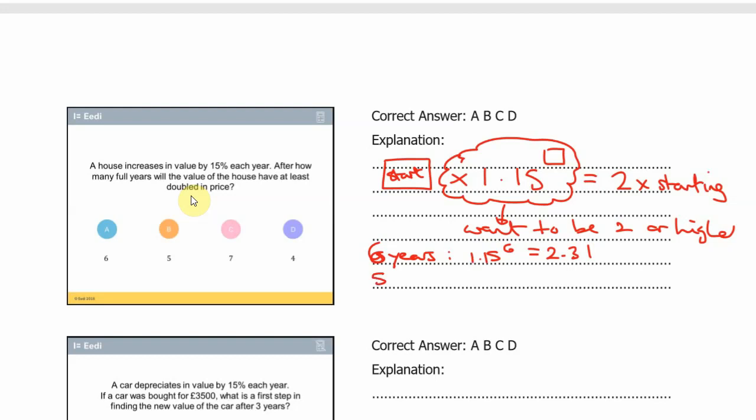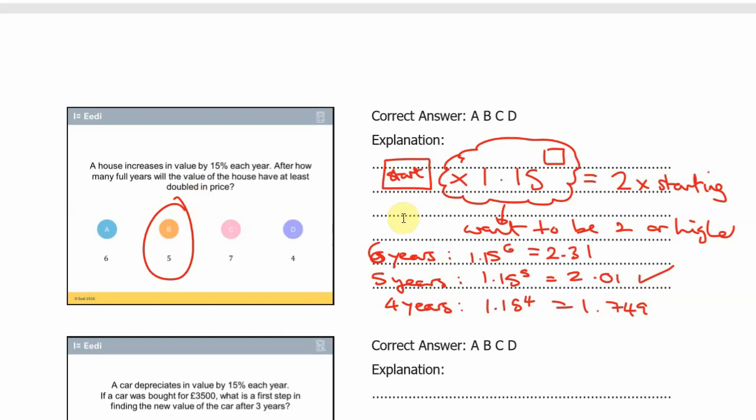I'm just going to check 5 years, because if 5 years is also over 2, then we'd have that, because we want the earliest year that this happens, that it doubles. So that's going to be 2.01. So that definitely is there, but I'm just going to check 4 years again, just to be sure that that is under 2. So yeah, that is 1.749. So after 4 years, it increases by a rate of 1.75, and then after 5 years, it increases by 2. So it doubles.